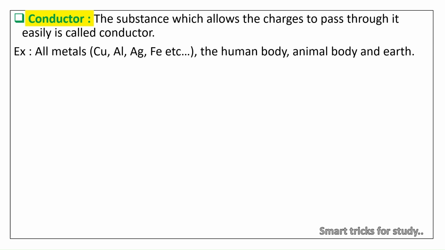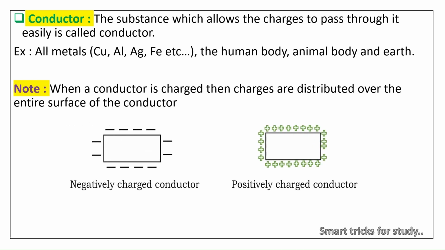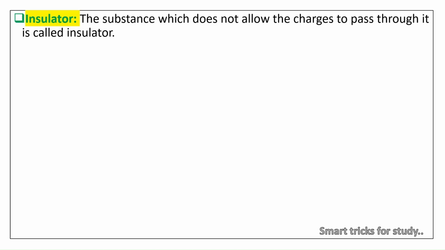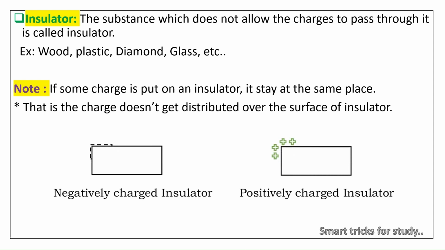Examples: all metals, copper, aluminium, Ag that is silver, Fe that is iron, etc., the human body, animal body and earth. Note: when a conductor is charged, then charges are distributed over the entire surface of the conductor. Insulator. The substance which does not allow the charges to pass through it is called insulator. Example: wood, plastic, diamond, glass, etc. Note: if some charge is put on an insulator, it stays at the same place. That is, the charge doesn't get distributed over the surface of the insulator.